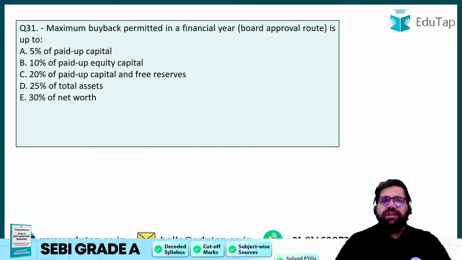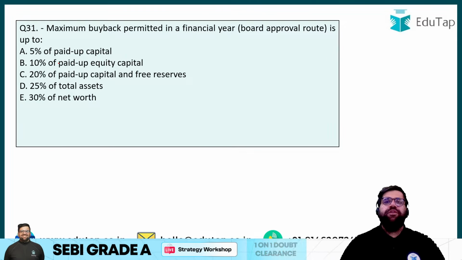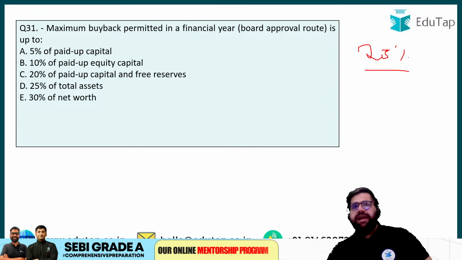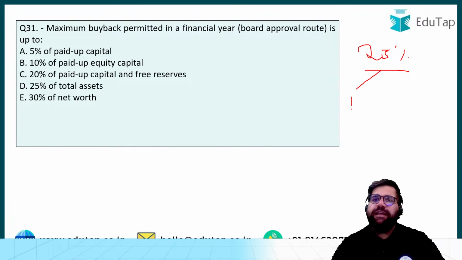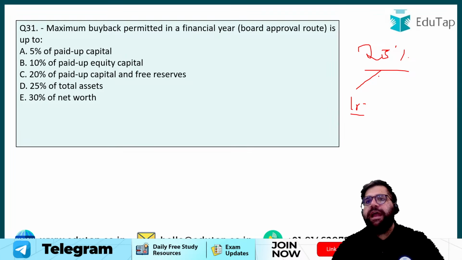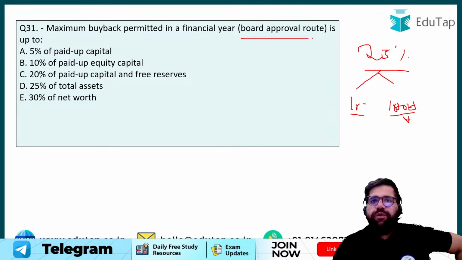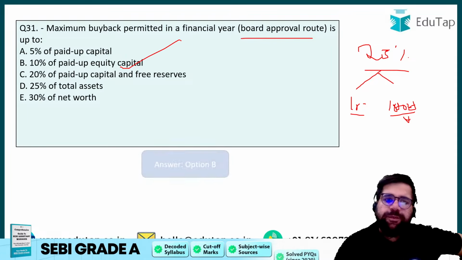Now we have a question related to buyback. Maximum buyback permitted through a financial year through board approval route is what? Now see, total buyback you can do is 25%, maximum, right? 25% of your paid up capital and your reserves and surplus. But out of this 25, 10% can directly be approved by the board, and the next, 10 to 25, has to be approved through a special resolution in your general meeting. So in this case, they are asking you about the board approval route, so it will be 10% only. So your answer will be option number B.